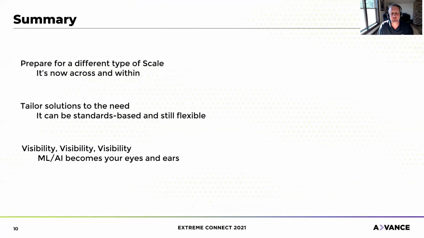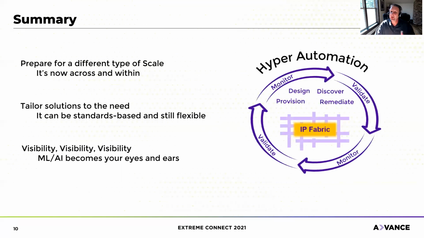You're really not going to have a choice because there's just going to be an insurmountable amount of data and information that you just won't have time to look at and to process. So I go back to hyper automation. Hyper automation is really the key around all of this. It's how we bring all of these things together.